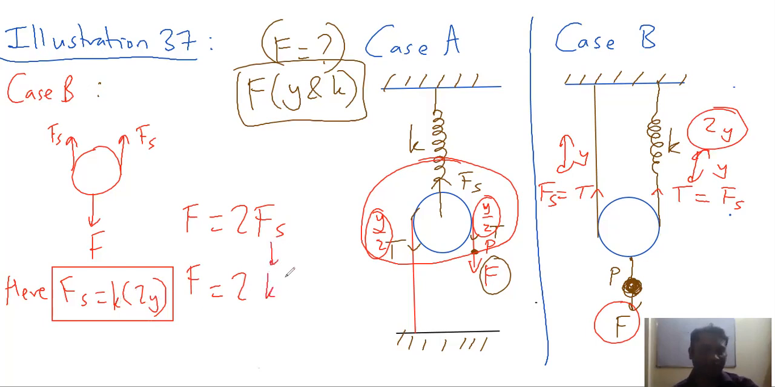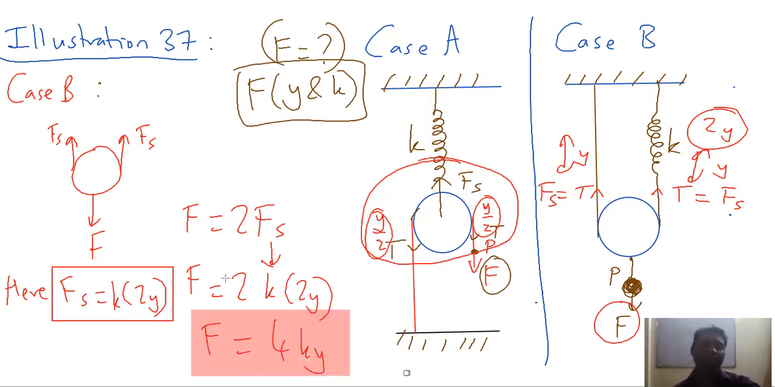So let us substitute the value of Fs. It is K into 2y. So the total force value F comes out to be 4Ky. So our answer in case B comes out to be F is equal to 4Ky. Why do we have 2y extension here? Let me explain once more.